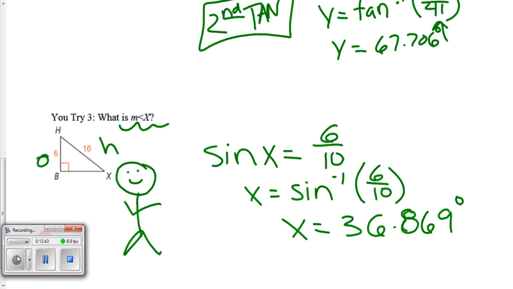For my person, it's the opposite and the hypotenuse, which is my sine function. So the sine of x is equal to 6 over 10. I then took the inverse sine of 6 over 10. I got 36.869 degrees. If it does not tell me what to round to, I need to truncate, meaning cut it off after 3 decimal places. I'm not rounding. All right, we are all set.